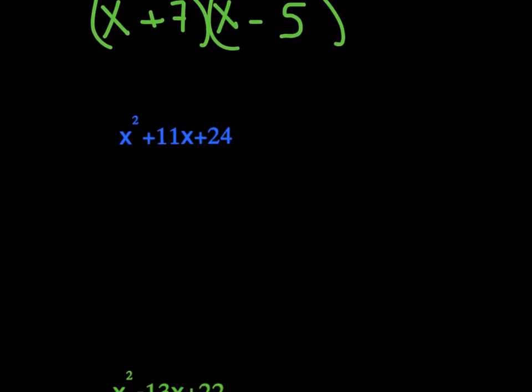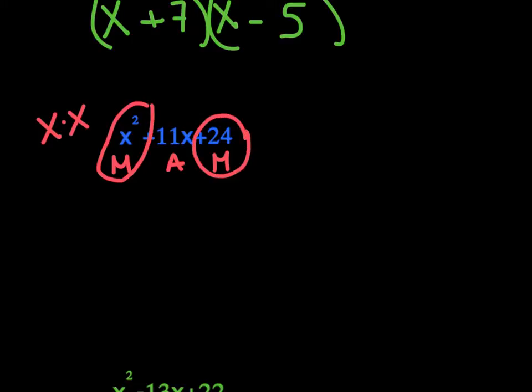Let's try another one. x squared plus 11x plus 24. Again, if you're a factoring pro, you don't need to write ma'am down every time, that's fine. I'm just writing that down for anyone that needs a little extra help. So I'm going to multiply my first term. What times what is x squared? x times x.